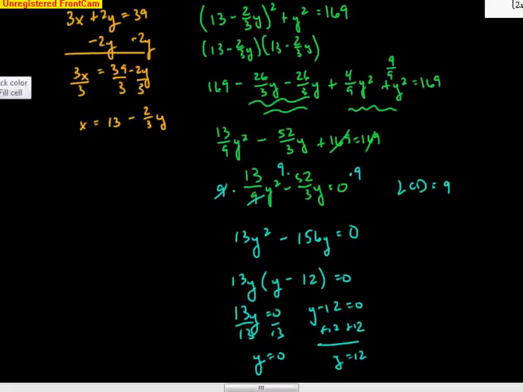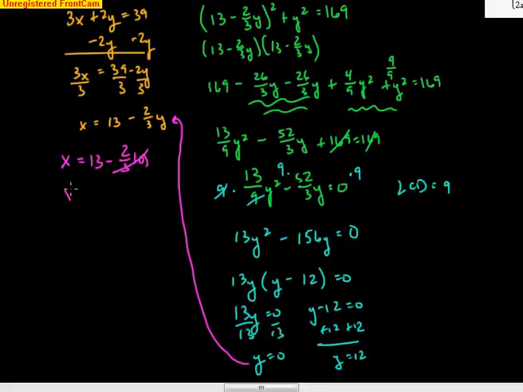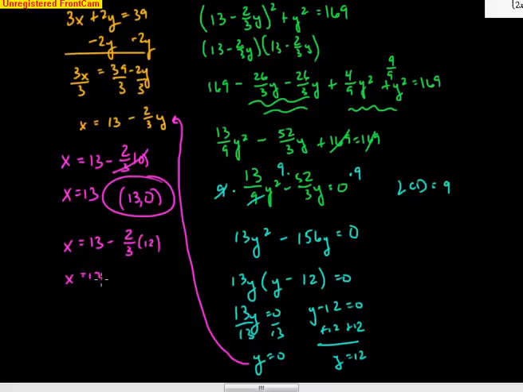So now what we do is we take these 2 y values, and I'll change to pink, and we plug them in to that first equation to get the x values that go with these 2 points. So x equals 13 minus 2/3 times 0. That part goes away, so x is 13. So one of your points is (13, 0). The second y value: x equals 13 minus 2/3 times 12. This is going to be 13, and this becomes 8. So this x value is 5, and your second point is (5, 12).